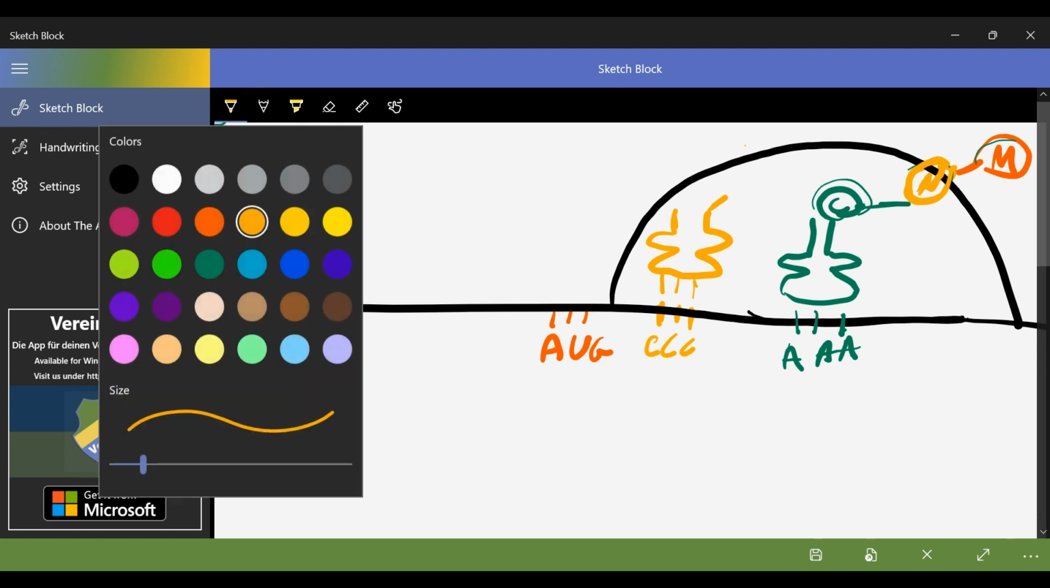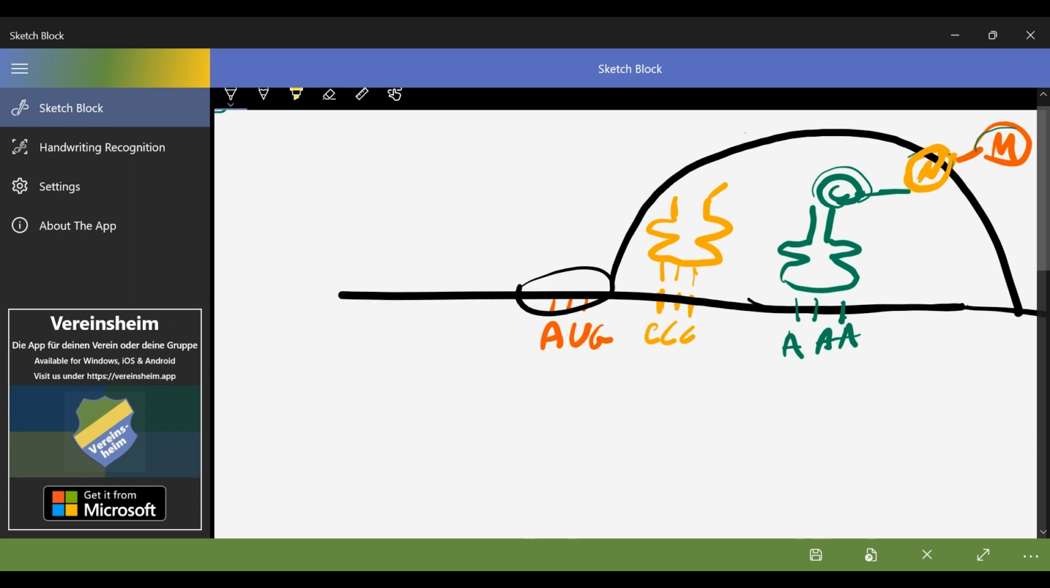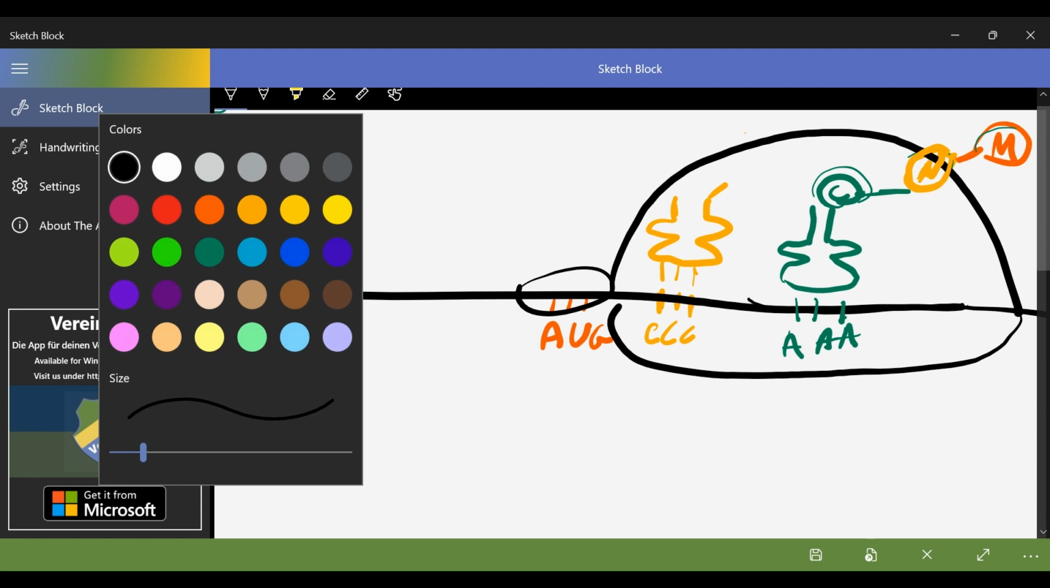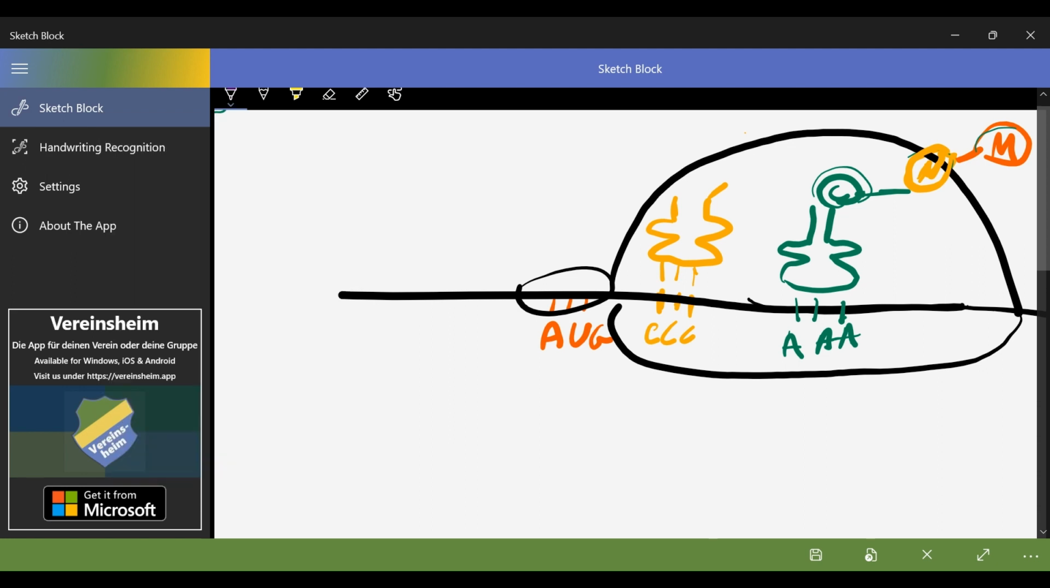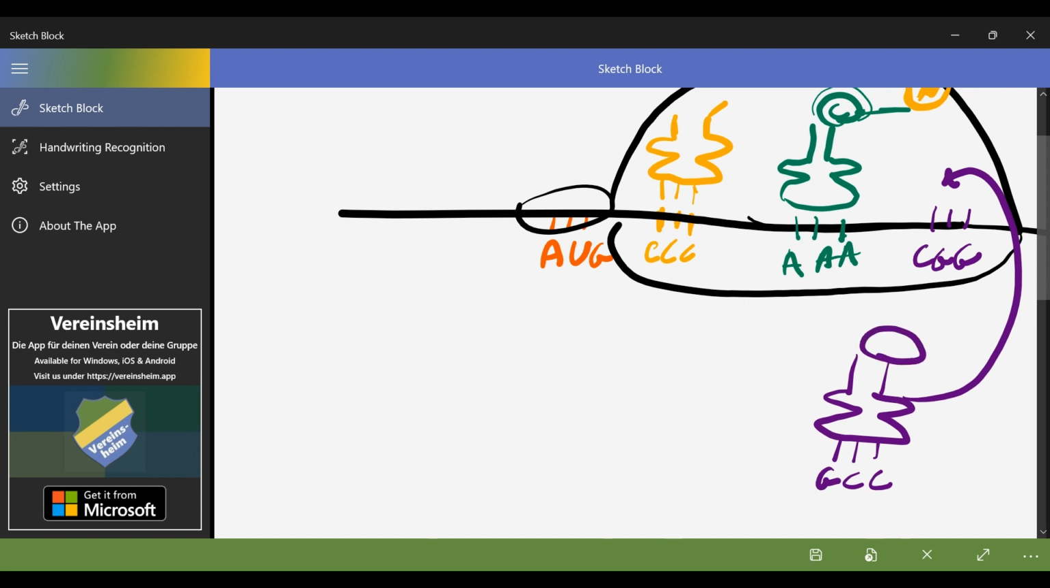Okay. But now when we skip this one, we have another one that will appear here. Of course, we have this small subunit. Okay. Let's say it was CGG. Okay. So now we have a new tRNA, I'll draw it here, for example, which has the anticodon complementary to this codon, which is GCC, and will go to the A site. Okay. And once again, it will attach to the amino acid that is appropriate to this anticodon, which is complementary to this codon.